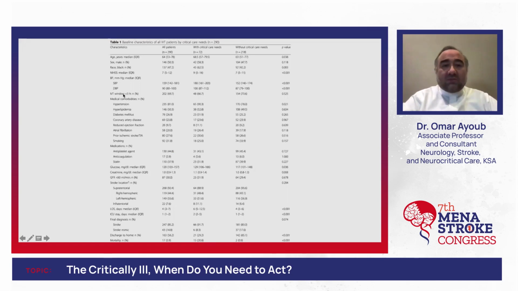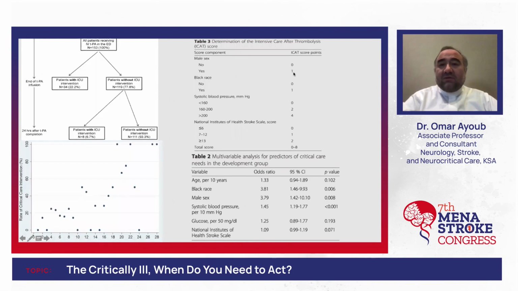Is there any baseline characteristic that we can predict who will be transferred to the ICU after IV TPA? Pretty much they were all not significantly associated with an increased risk of mechanical ventilation. But if you look at the score, male sex, black race, high systolic blood pressure, or the NIH stroke scale, these are the 4 or 5 different variables that were associated with ICU intubation after IV TPA. So male sex, if yes, scores 1, and black race scores 1. Systolic blood pressure depends on the level, but you score 4 if it is more than 200, and if the NIH is significantly high, you score 2. If you cross a score of 7, this is a high likelihood that this patient will be intubated.